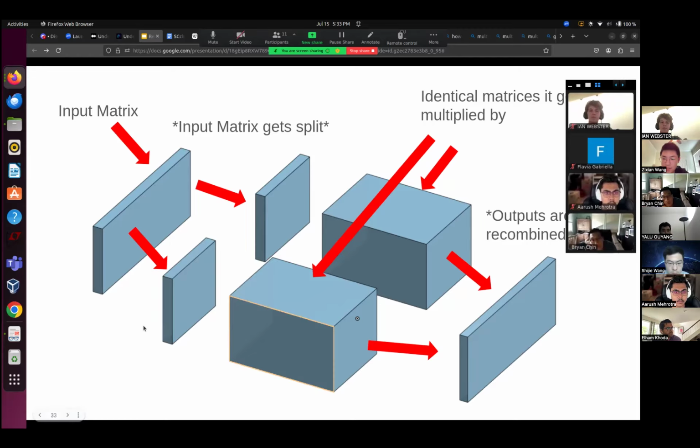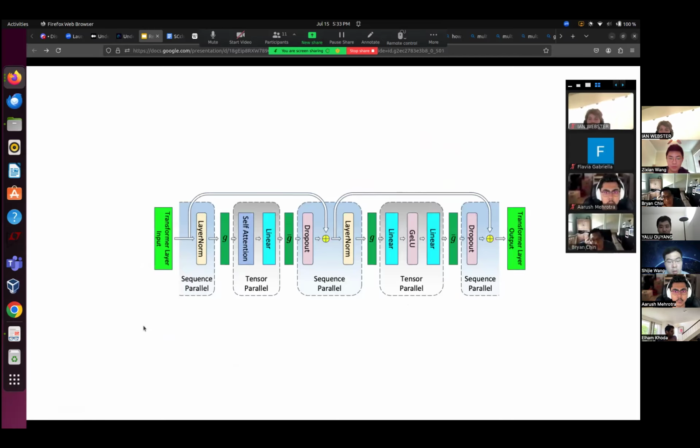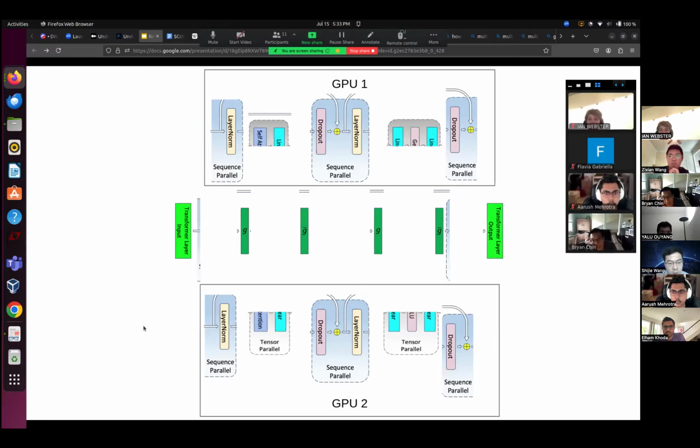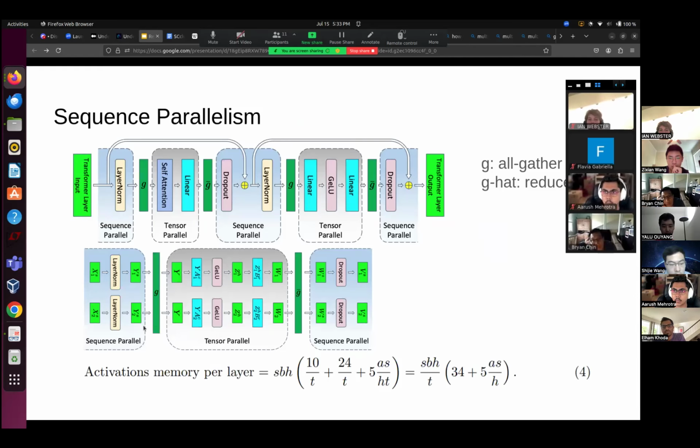Is that correct? I believe in the paper it says that for sequence parallelism we're not parallelizing the self attention part. We're only parallelizing the part between the self attention and MLP, which is the dropout and layer norm, and those take up a lot of memory. Yeah, so I'm not sure. I don't think this is the sequence parallelism slide. Yeah. Okay, right. I think I got it.